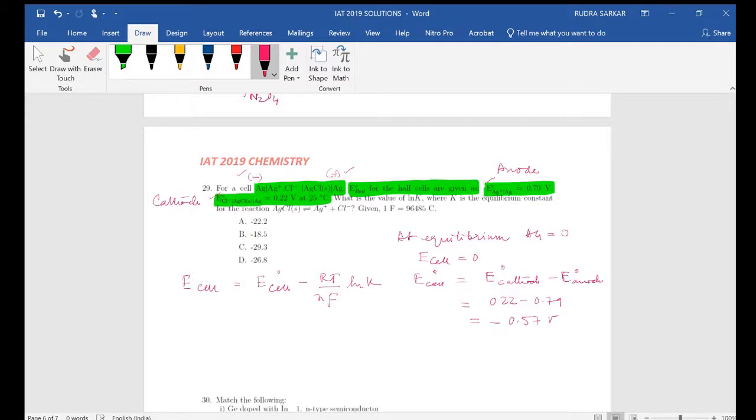Okay, now from this equation, say 1, we will have E naught cell equal to RT by NF ln K. For this, we have to find out the value of ln K. So if we rearrange, it is going to be NFE naught cell by RT, and if you put the values, it is 96485 times minus 0.57 divided by 8.34 into 298 Kelvin, and this will come out to be minus 0.22197, and that should be our answer. That is option A is the correct answer.